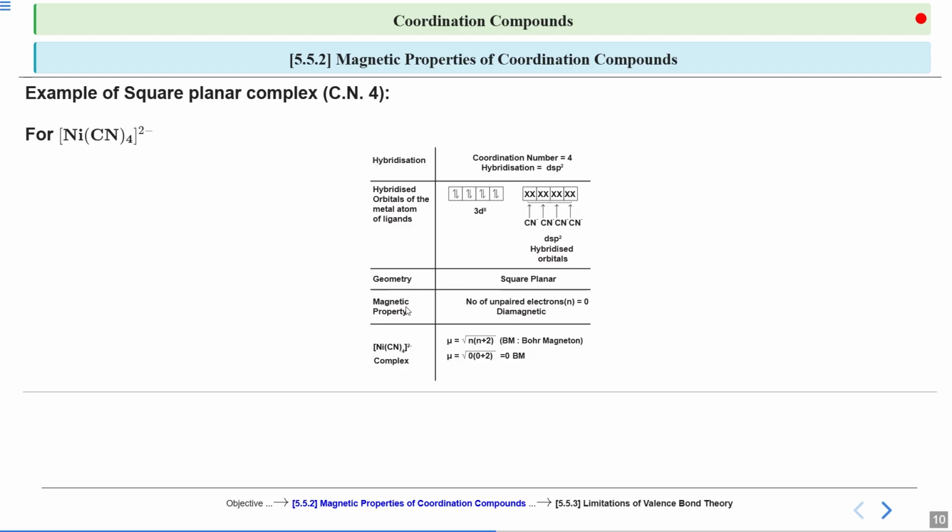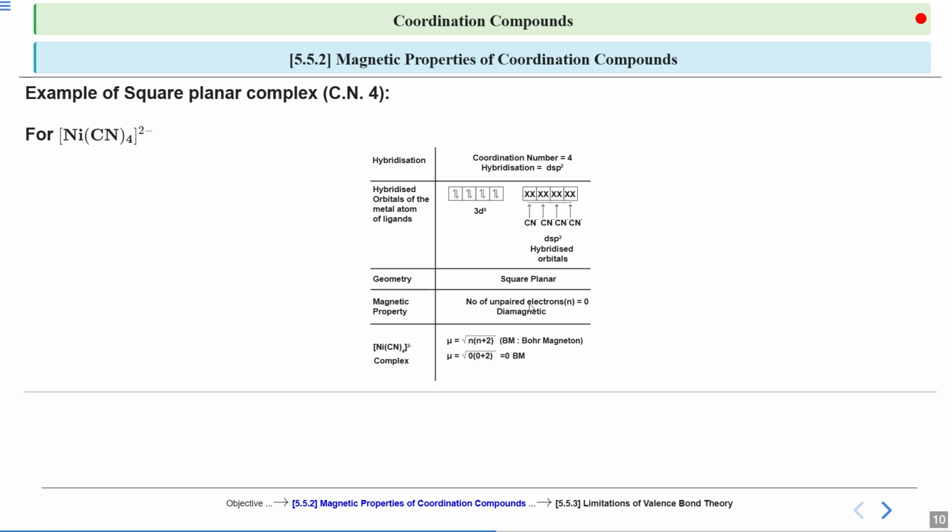Now, the magnetic property. For the magnetic property, we focus on the number of unpaired electrons present in the complex. If you see the configuration, we have no unpaired electron present in it, so there is an absence of unpaired electrons. That means n, which represents the number of unpaired electrons, is equal to 0.